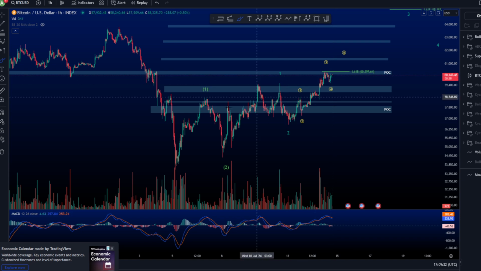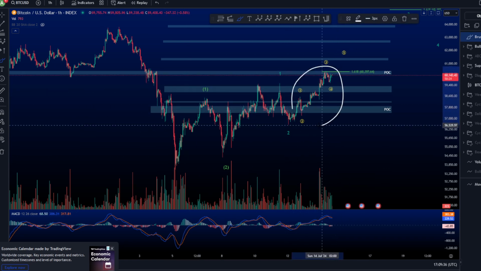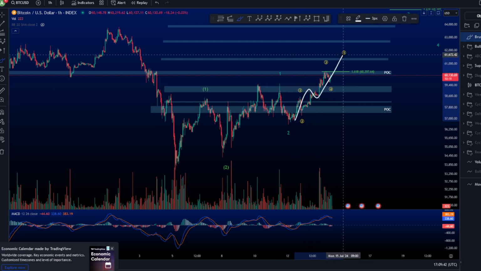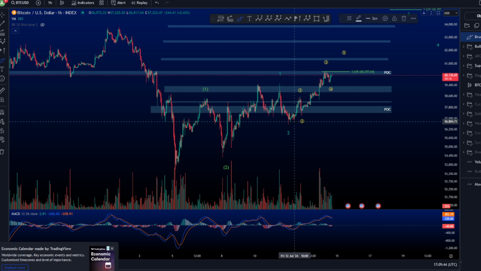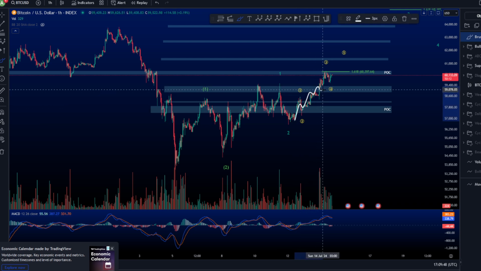So why I mention this scenario now is because, as I told you, I saw a very impulsive wave structure, and not just a zigzag. A zigzag is an impulse, but it's a small impulse, then a correction, and then a small impulse, which makes it a zigzag.